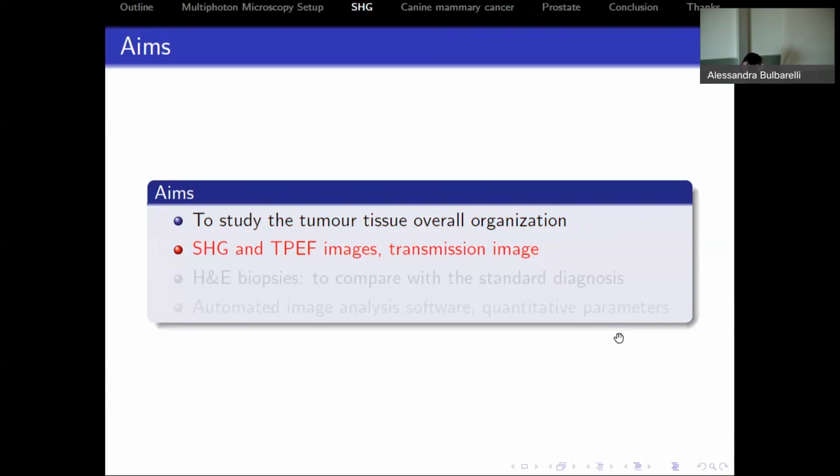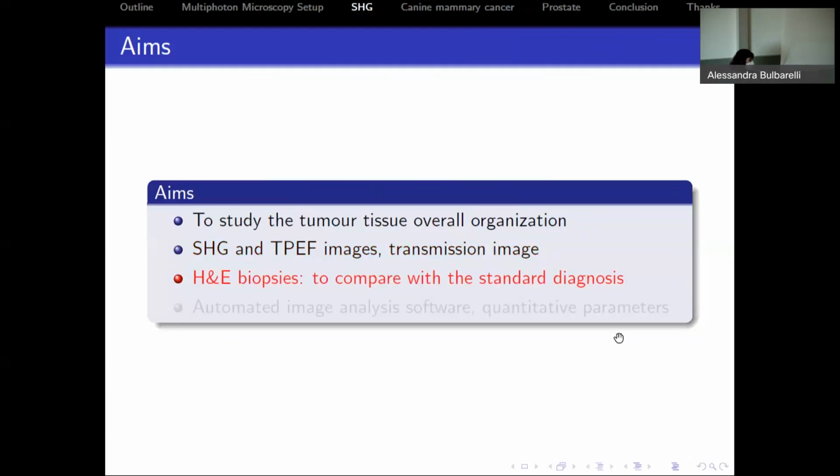And so, as I showed in the setup before, in the same position we decided to get the second harmonic image and the 2-photon absorption. The 2-photon absorption fluorescence gives more information on how the glands and the cells in the glands are organized in the tissue. And with the transmission image, we can get an idea of which parts are transmitting more of the laser or not. That also gives a little information on the overall tissue organization.